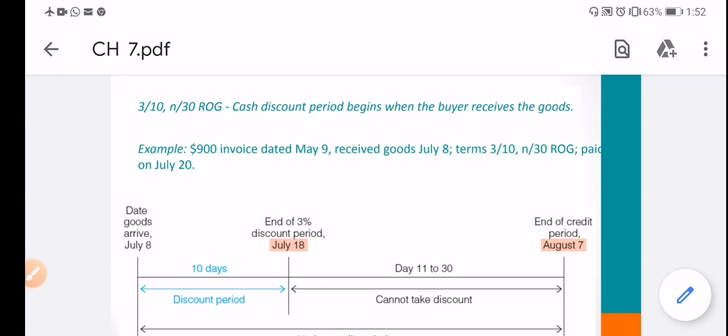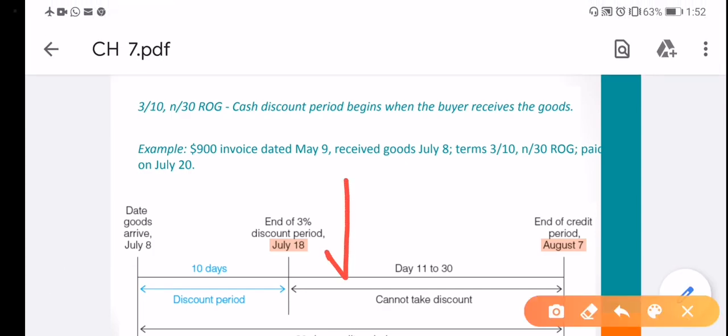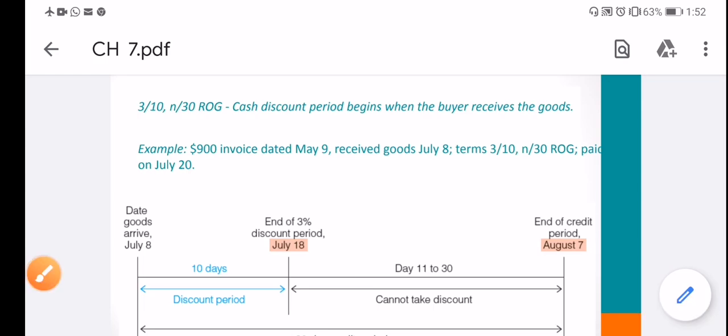Continue with the example. Term T10 and 30 ROG paid on July 20. So where is July 20? Is it before 18 of July or after 18 of July? Definitely it is here. So in this case, I am not willing to take the 3% discount, so I have to pay the full amount, which is 900 US dollar.